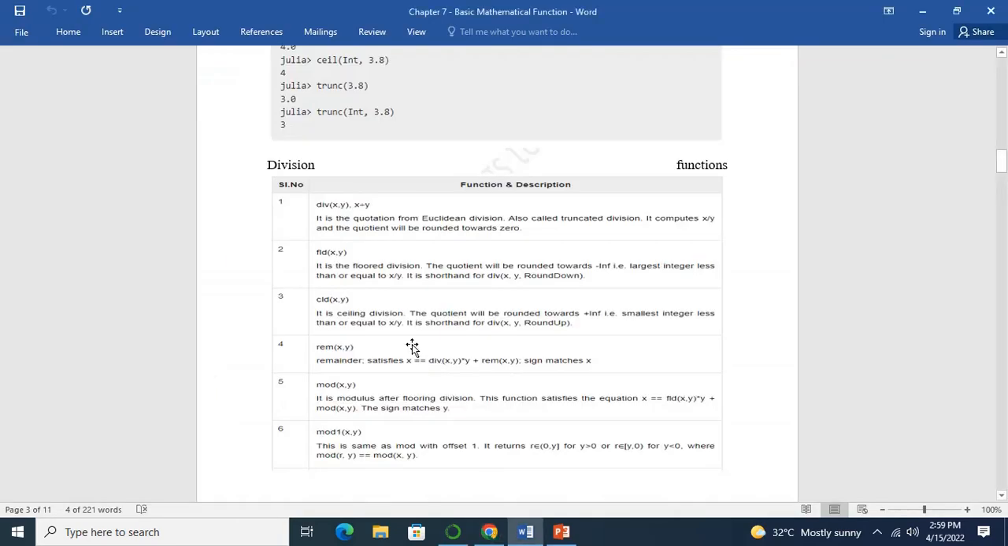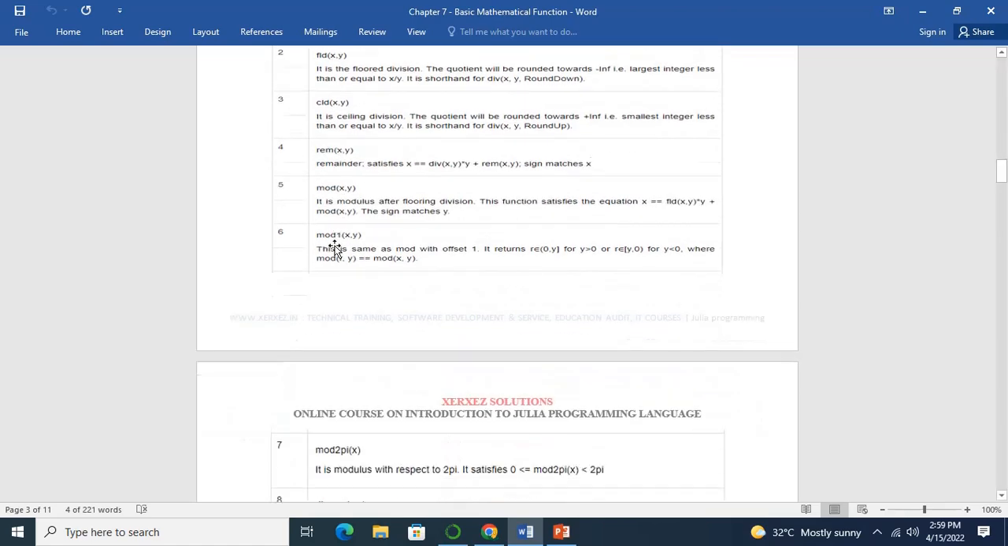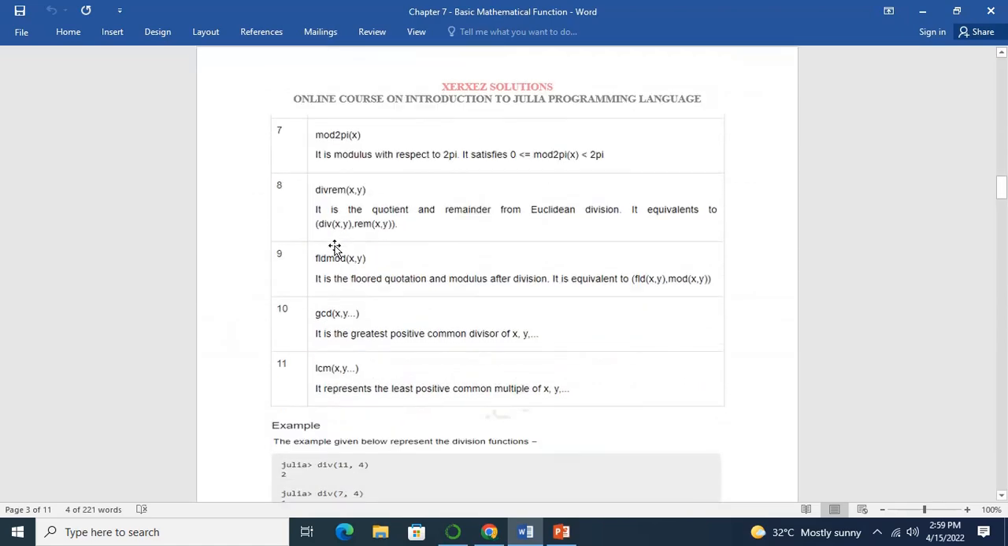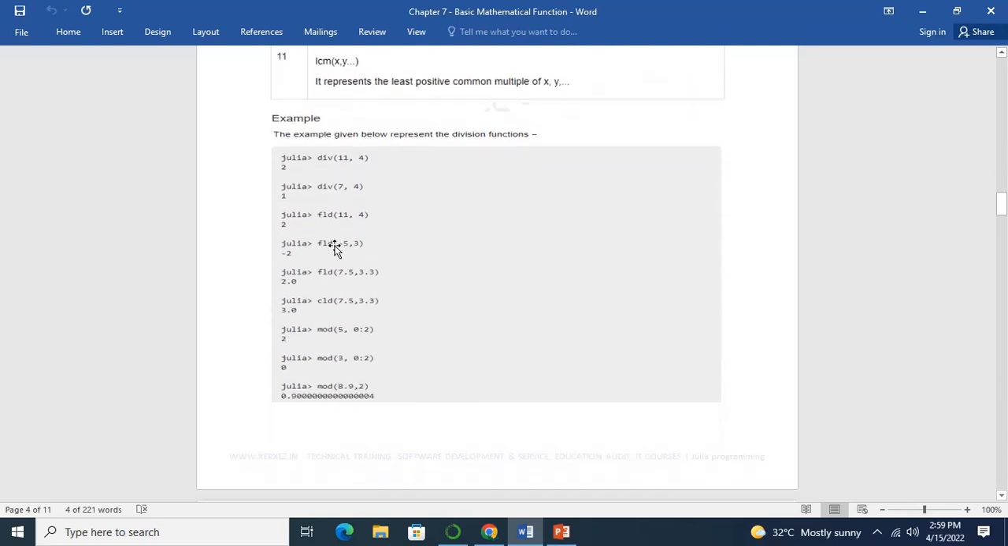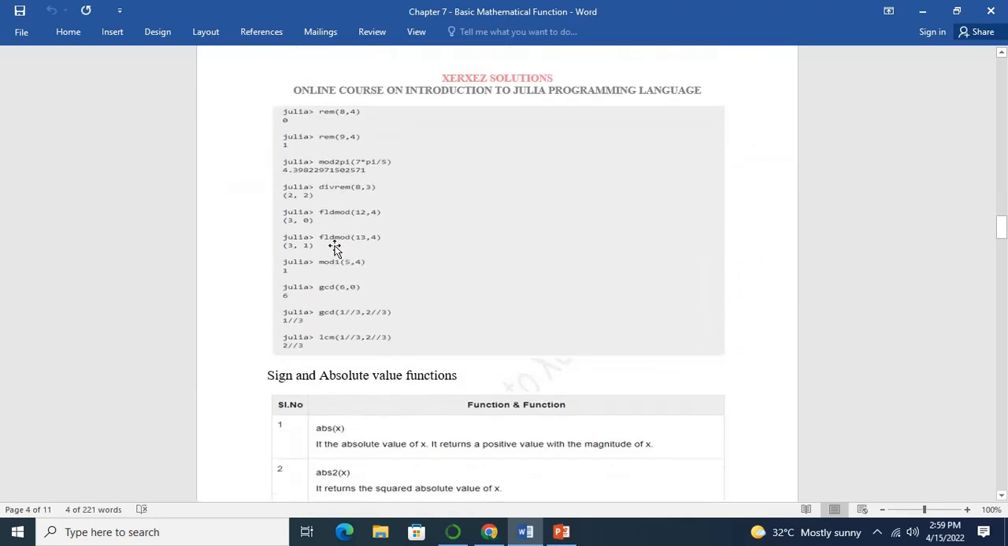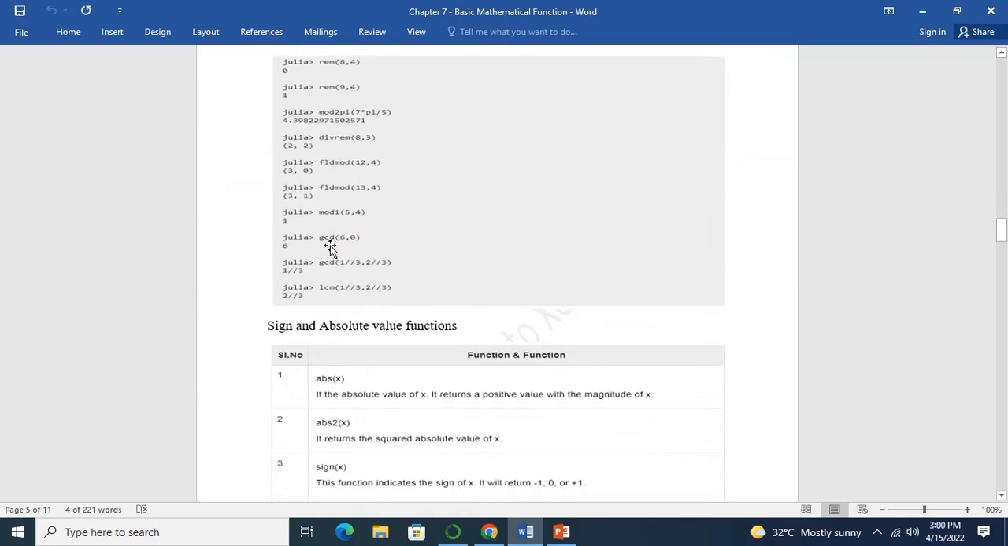The entire documentation is given in the documentation, so you can go through it and explore all the options available as far as division functions in the Julia programming language are concerned. Next, the topic we are going to cover in this mathematical operations section is sign and absolute value functions.